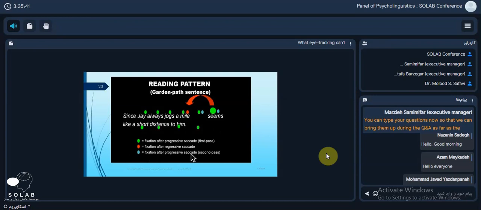In this regard, he or she continues with fixation after progressive saccade, the second pass. This part is the first pass, the green. This part is fixation after regressive saccade, the red, just one fixation, and this part is fixation after progressive saccade, the second pass. What does it mean? Here is a difficulty. Something happens here. Maybe we can't find the meaning of the sentence.